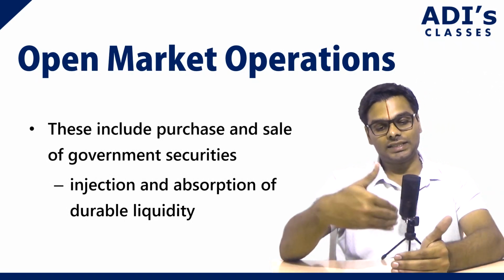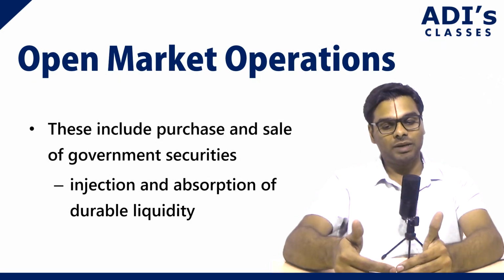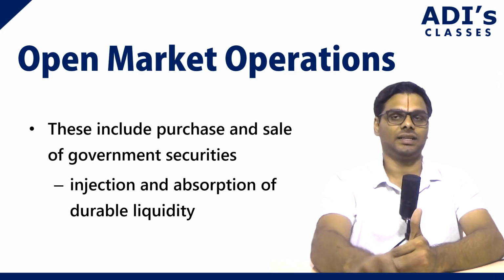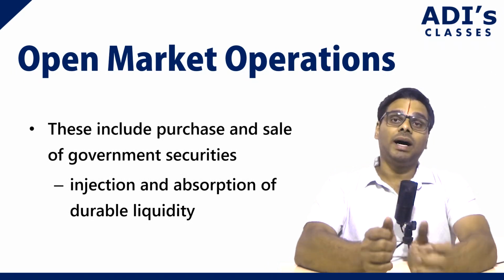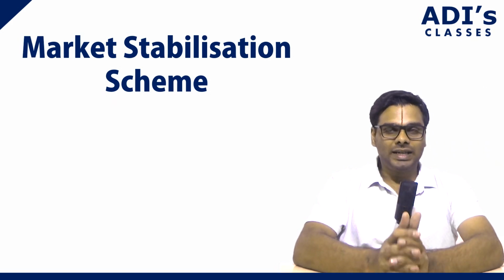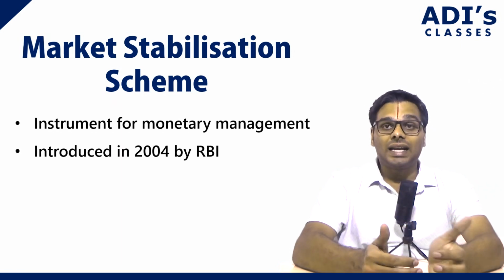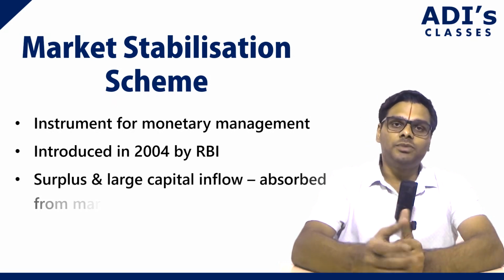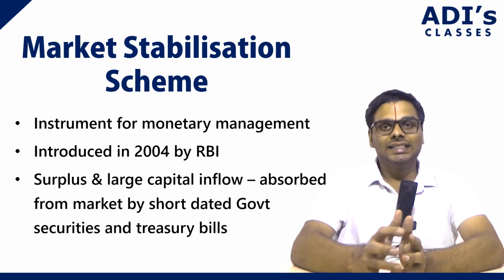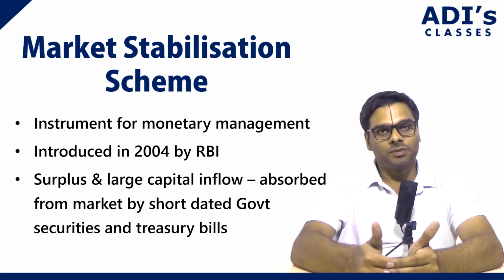Now, if the RBI purchases government securities from the market, then what happens? That means it is giving money to the market. That means the total money in the market is increasing, and vice versa. So, the last one is the market stabilization scheme. Market stabilization scheme is an instrument for monetary management, and this was introduced in 2004. Surplus liquidity of a more enduring nature arising from large capital inflows is absorbed through the sale of short dated government securities and treasury bills. The cash so mobilized is held in a separate government account with the Reserve Bank. So, what does this mean? Okay, this was a measure that was brought in 2004.